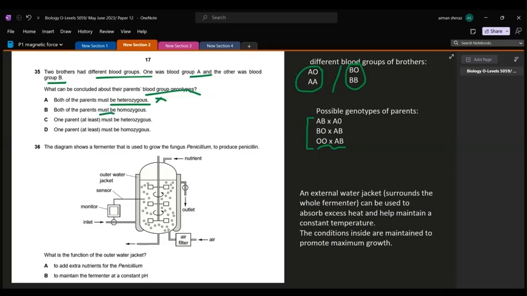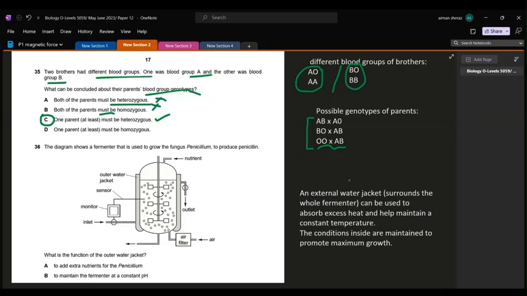So you have to reread the statement. One parent at least must be heterozygous. Yes, this can be the answer. But let's look at option D as well. One parent at least must be homozygous. No, again, this is not a condition to follow. So option C is the answer.